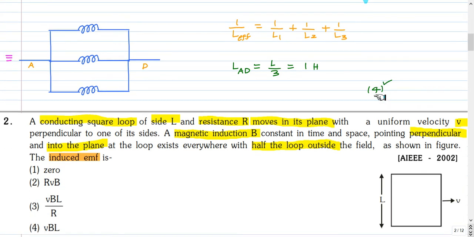This is the next question. A conducting square loop of side L and resistance R moves in its plane with a uniform velocity v perpendicular to one of its sides. A magnetic induction B, constant in time and space, pointing perpendicular and into the plane of paper at the loop exists everywhere with half the loop outside the field as shown in the figure. The induced EMF is. You can pause and attempt this question.